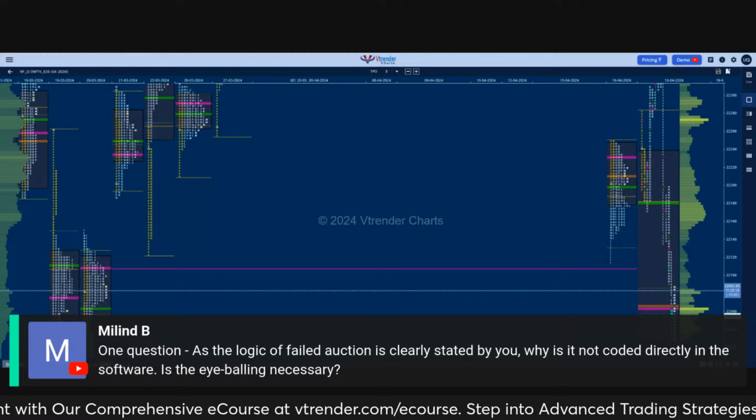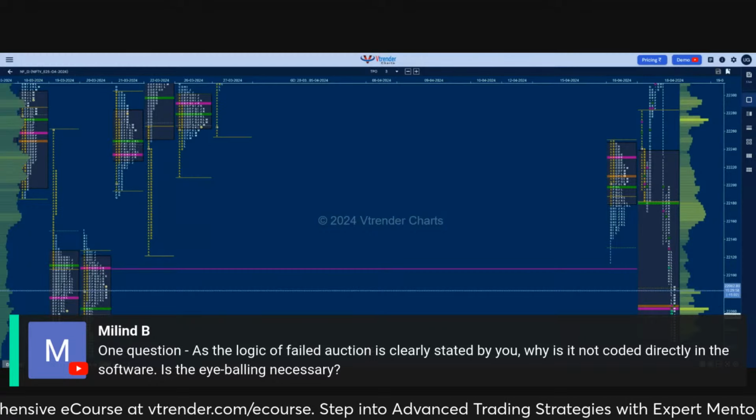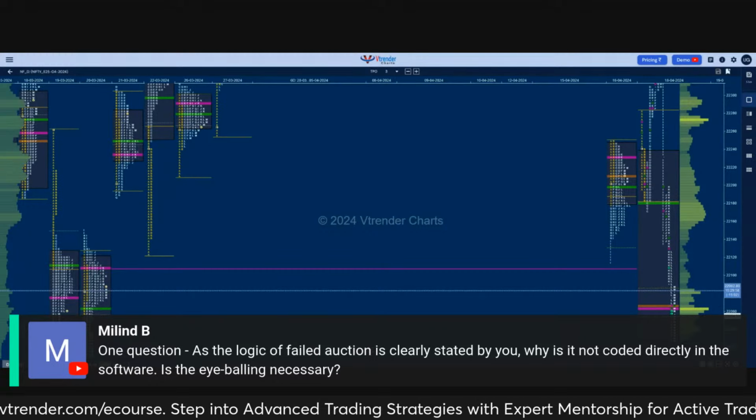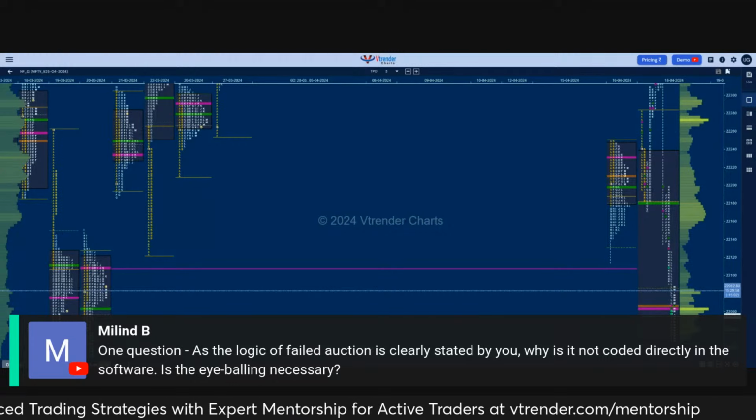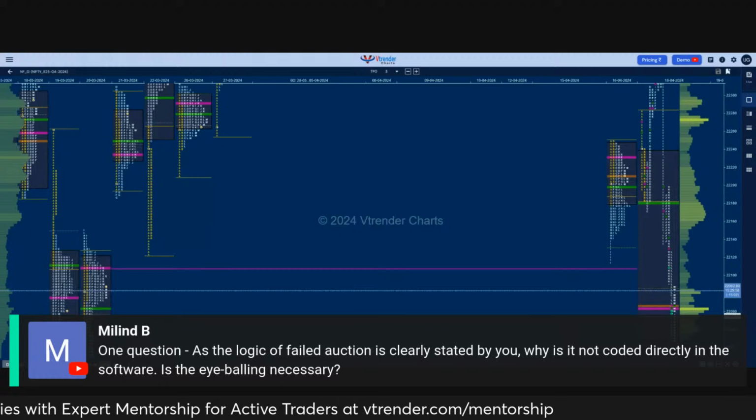The failed auction is coded in the market profile chart, and you do get the alert when the failed auction is confirmed on an end of the day basis.